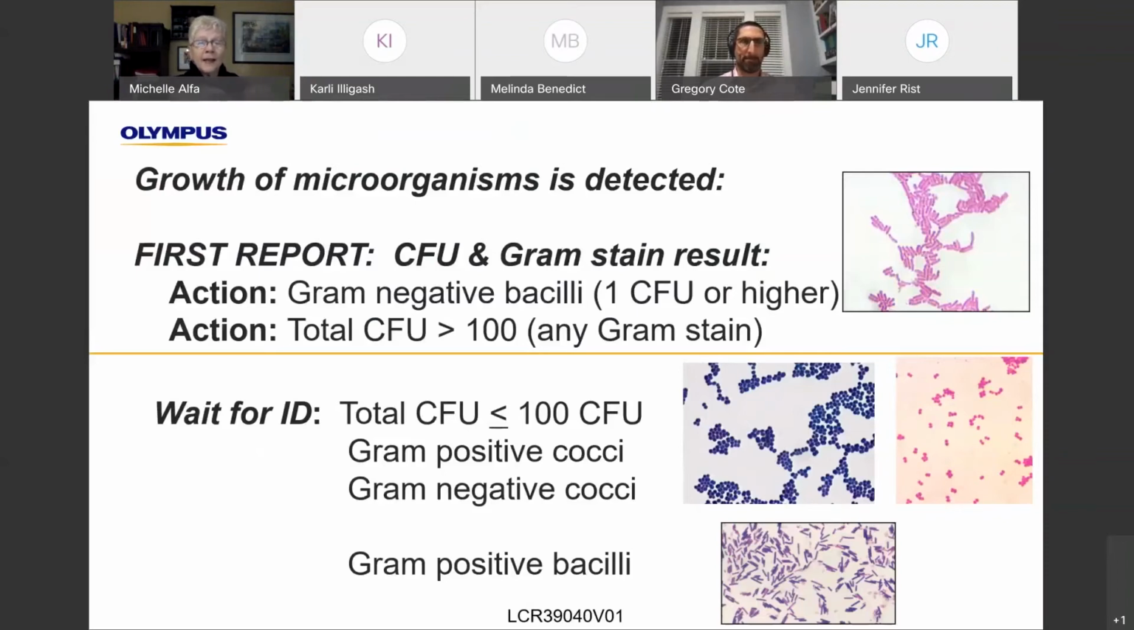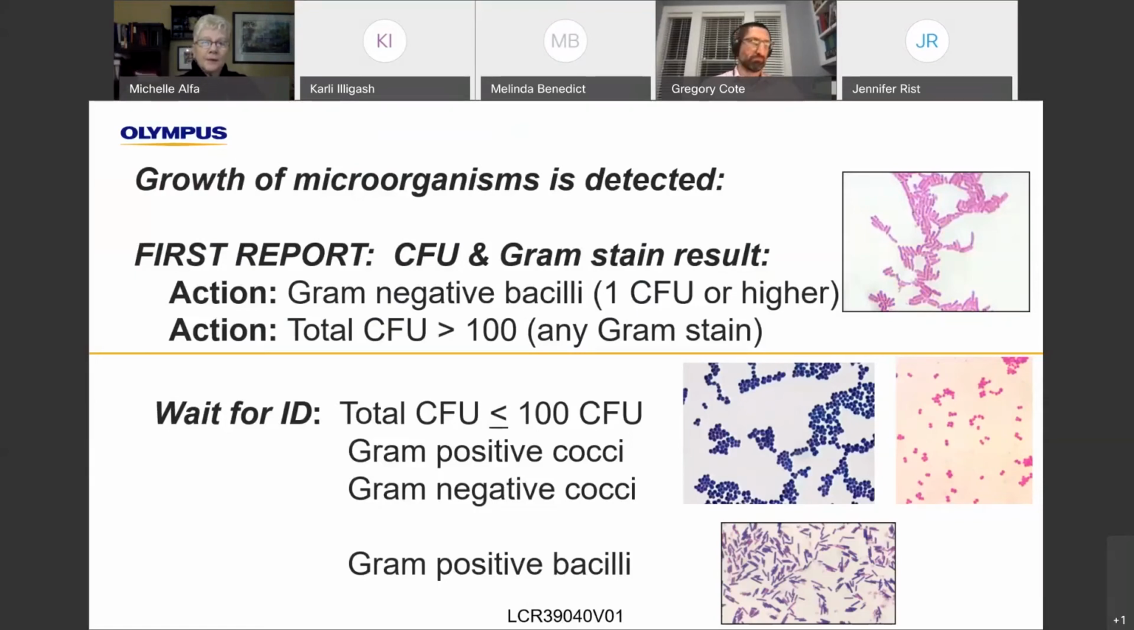And so the reality, and this is a clinical microbiologist perspective, is that when you get that report and you see a gram-negative bacilli, 1 CFU or any number, it doesn't matter how many of them, even 1 CFU is actionable. It really means you need to kick into gear and start investigating and figuring out what's happening, because you should never see gram-negative bacilli growing from an endoscope. And the second component where action is required is if your initial report shows more than 100 CFUs growing. It doesn't matter what the gram stain is, that requires action as well. And we're going to get to what that action is in a few slides.